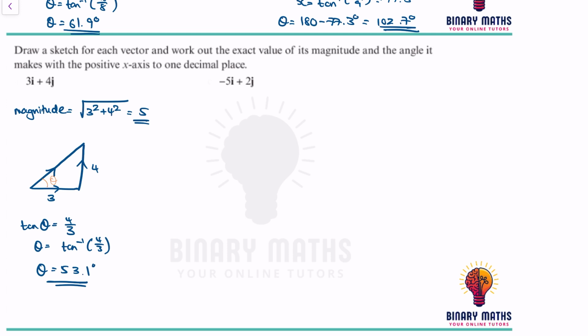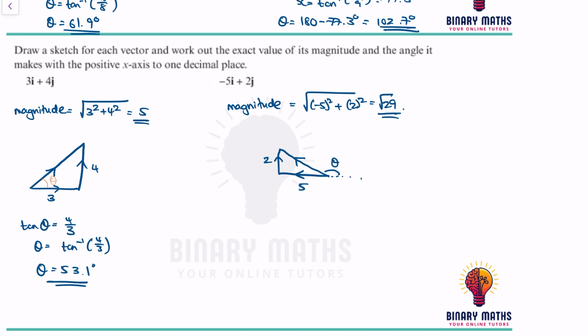Okay, the same thing with minus 5i plus 2j. The magnitude is equal to square root of minus 5 squared plus 2 squared, which is square root of 29. If I were to sketch this out, it's going 5 in the negative x direction, and then 2 in the positive y direction. So it's going like this. We're trying to work out the angle theta, which is equal to here.